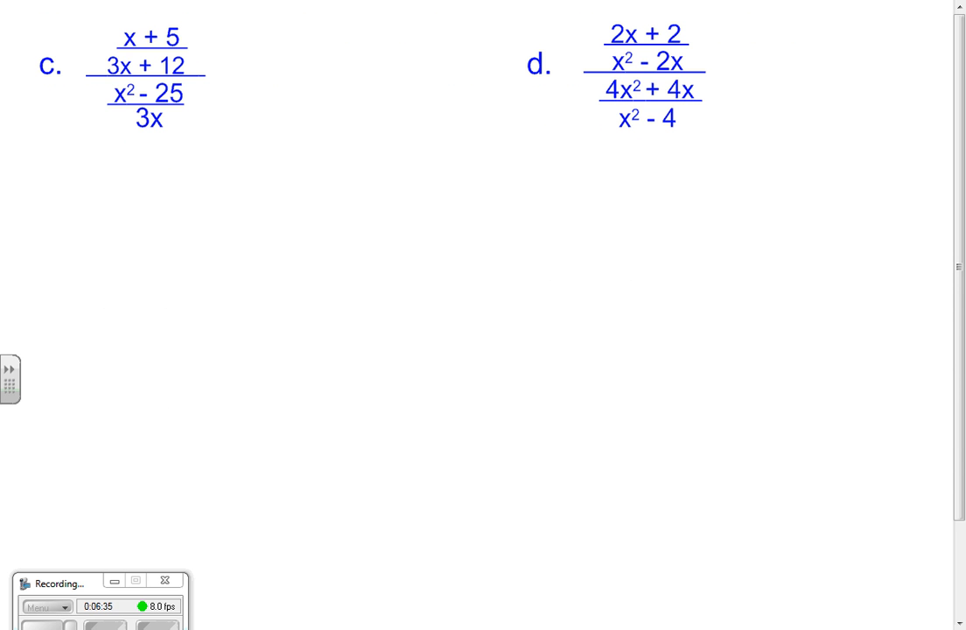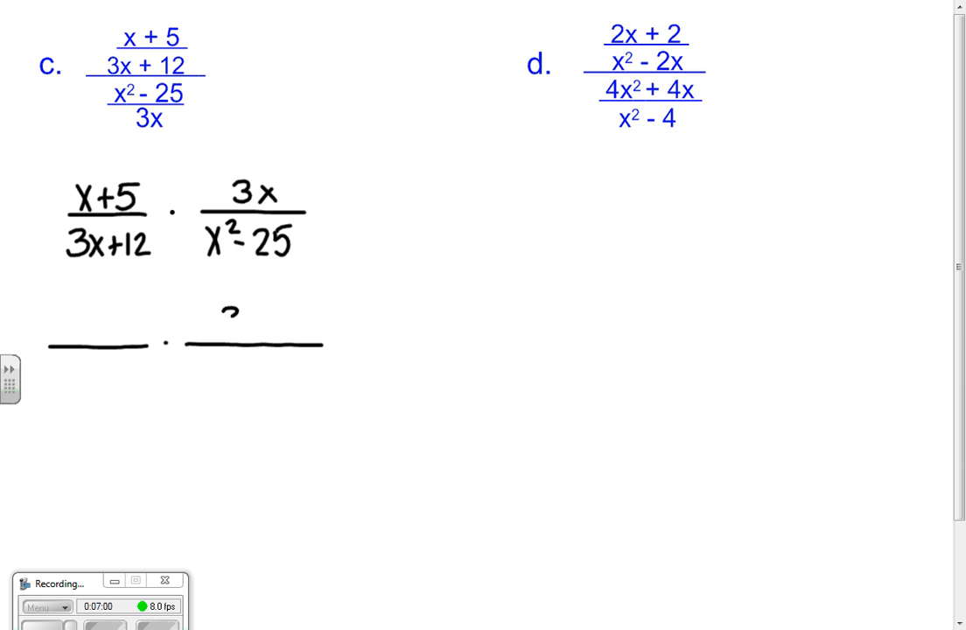All right, for letter C, always start by rewriting the problem first. So the top fraction is x plus 5 over 3x plus 12. I'm going to change it to a multiplication and flip the bottom. So instead of x squared minus 25 being on the top of that second fraction, I'm going to put it on the bottom. And instead of 3x being on the bottom, I'm going to put it on the top. And then I factor what I can. I can't factor the 3x, and I won't factor the x plus 5. However, the 3x plus 12 will break up into 3 times x plus 4, and the x squared minus 25 will break up into x plus 5, x minus 5.